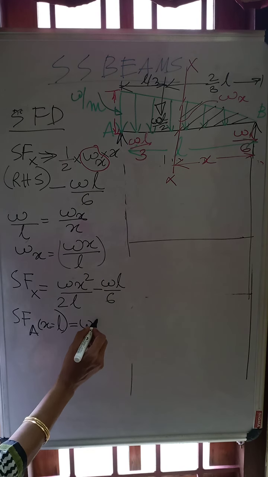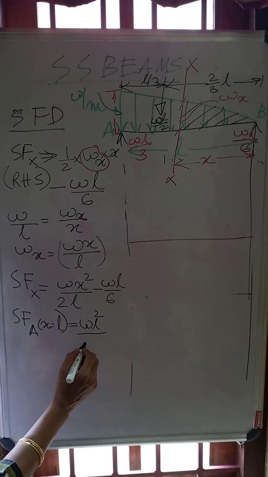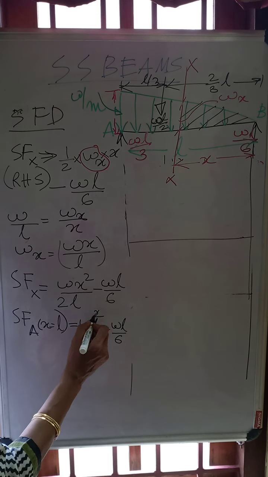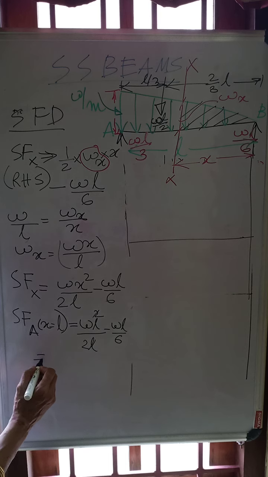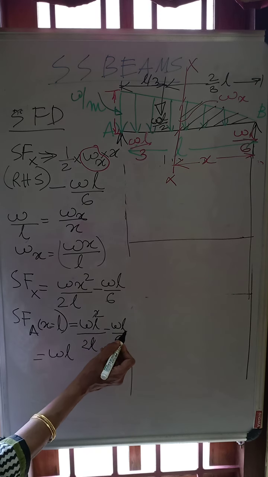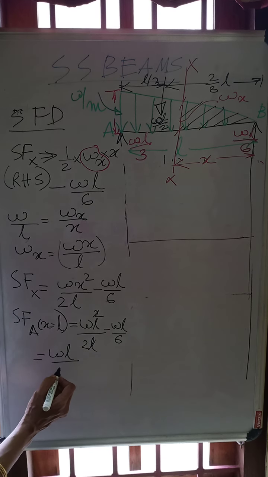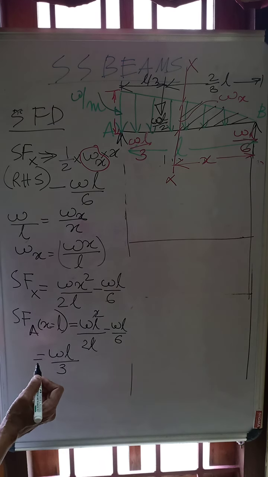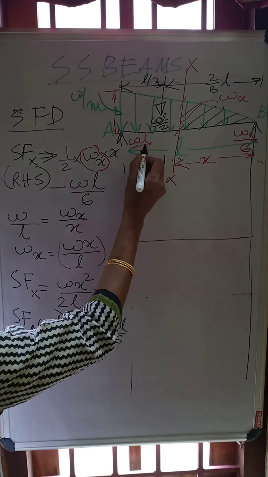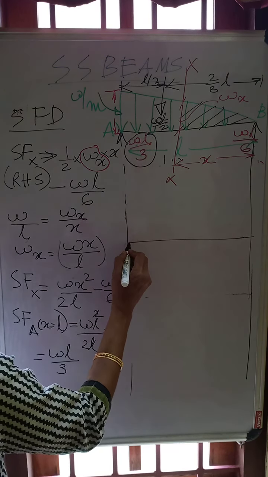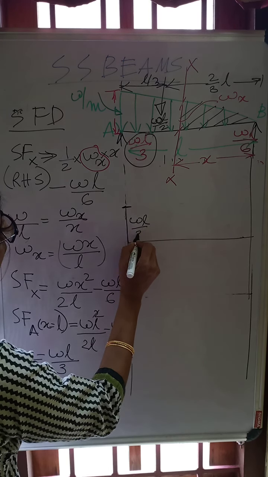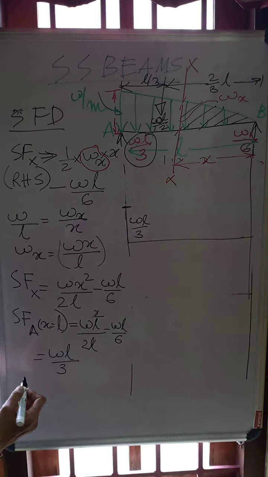So you will have WL square by 2L minus WL by 6. So this gets cancelled. So WL by 2 minus WL by 6, you take the LCM, this is 3 minus 1, 2 by 6, which is WL by 3, which is nothing but the reaction at A. So this is the same reaction value you are getting here. So I have taken here WL by 3. You get that ordinate. Then what else you want?